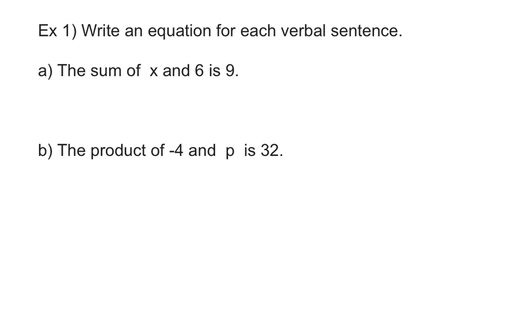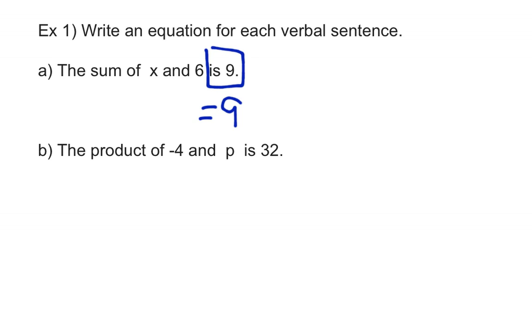Okay, example 1. Write an equation for each verbal sentence. So same thing we did before with expressions, except really the only thing new today is there's going to be the equal sign in an answer. And you could always tell what that is because it's going to say something like this, where it says is 9 or is equal to 9. Well, that's very easy. If it says is 9, that's going to be our equal 9.